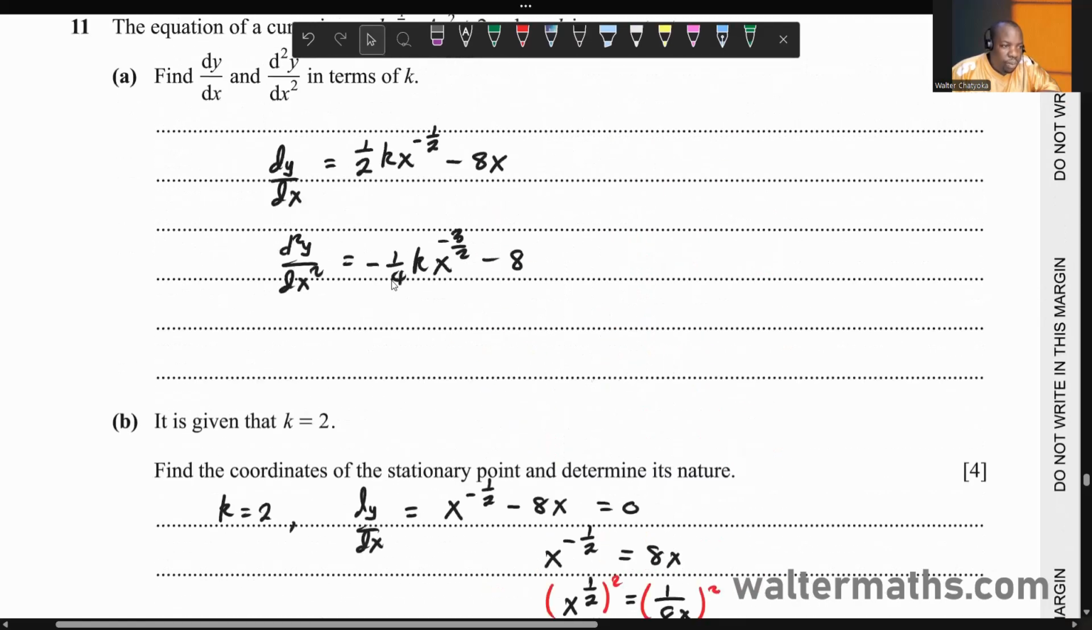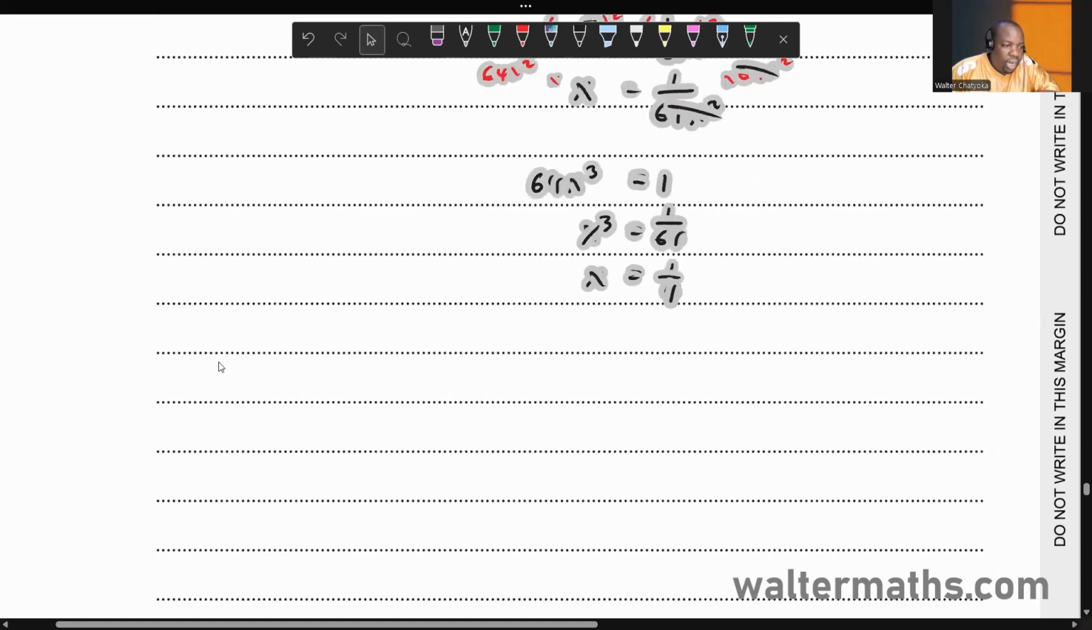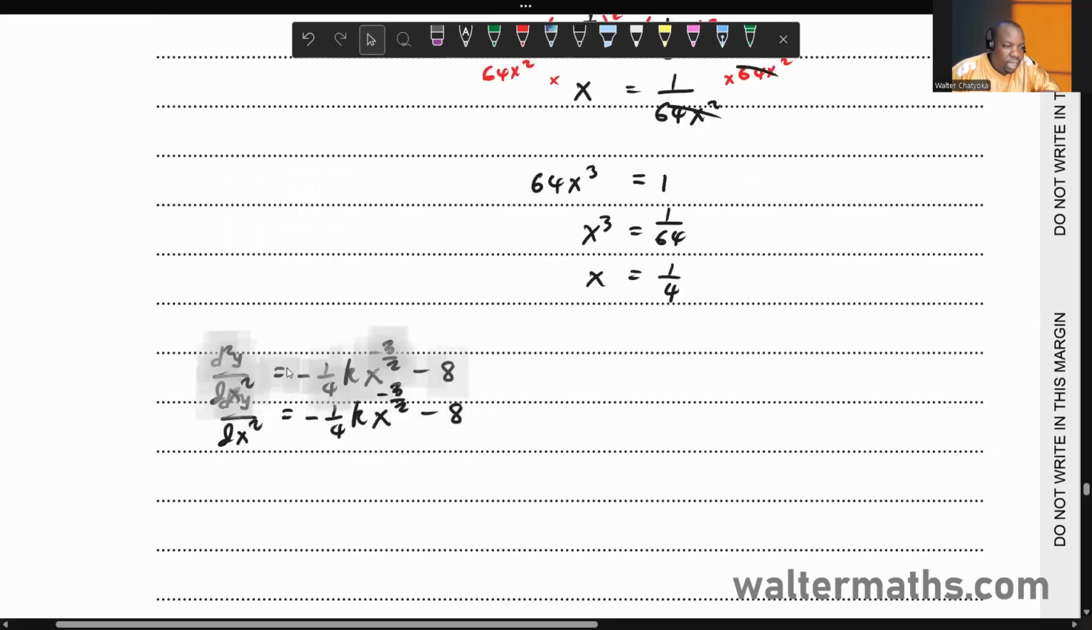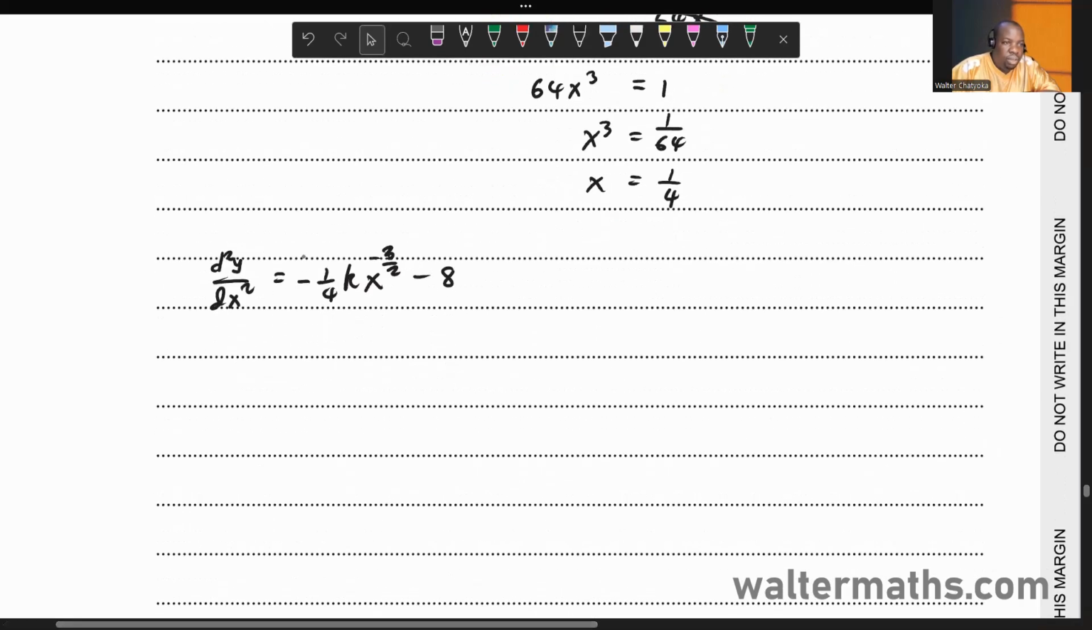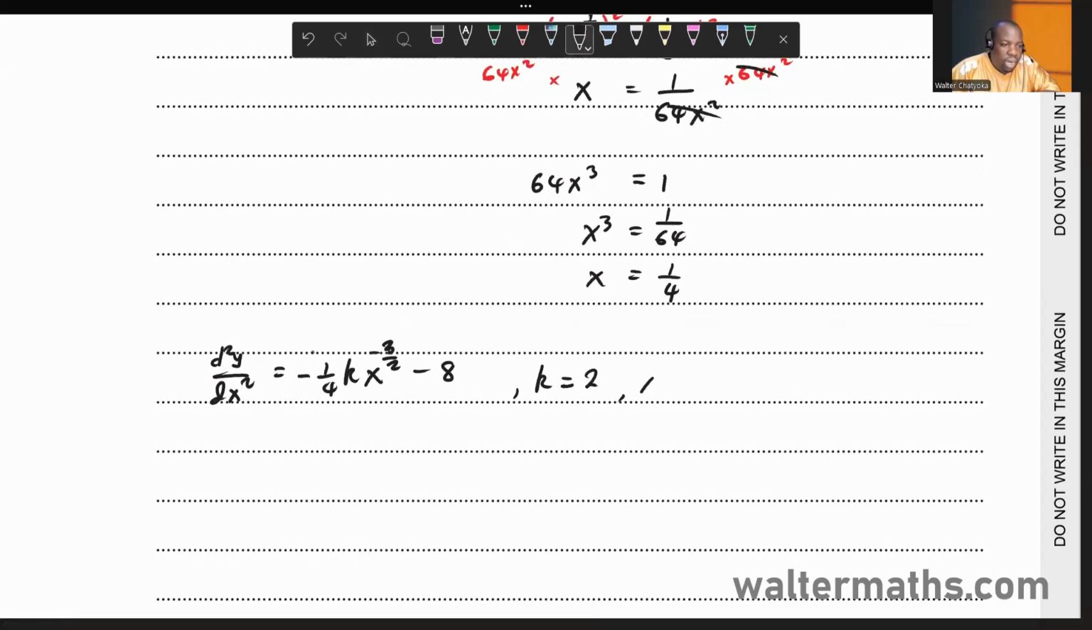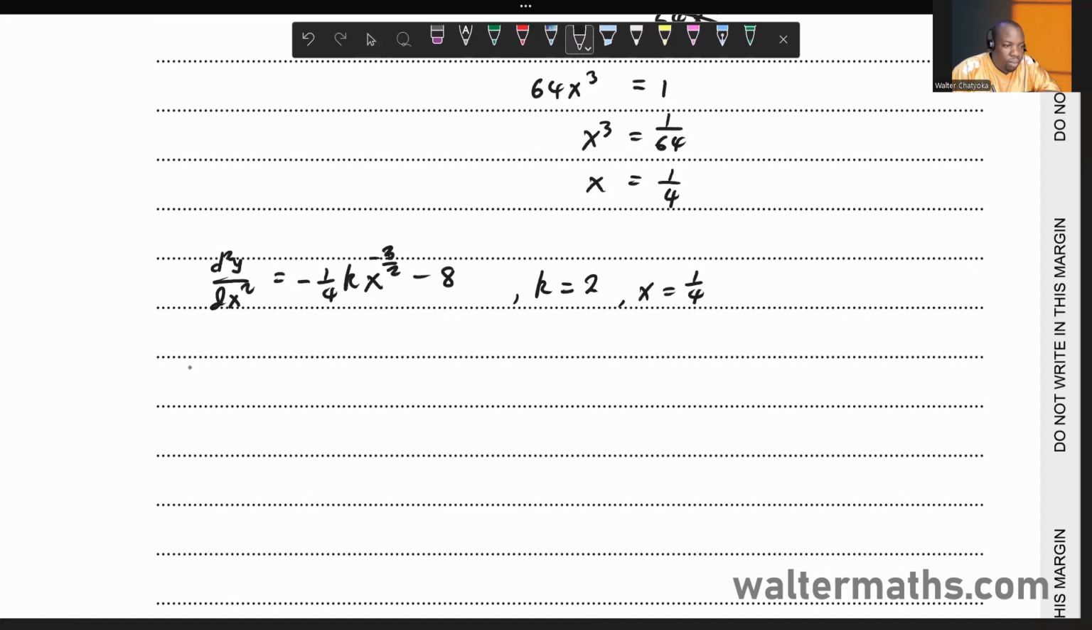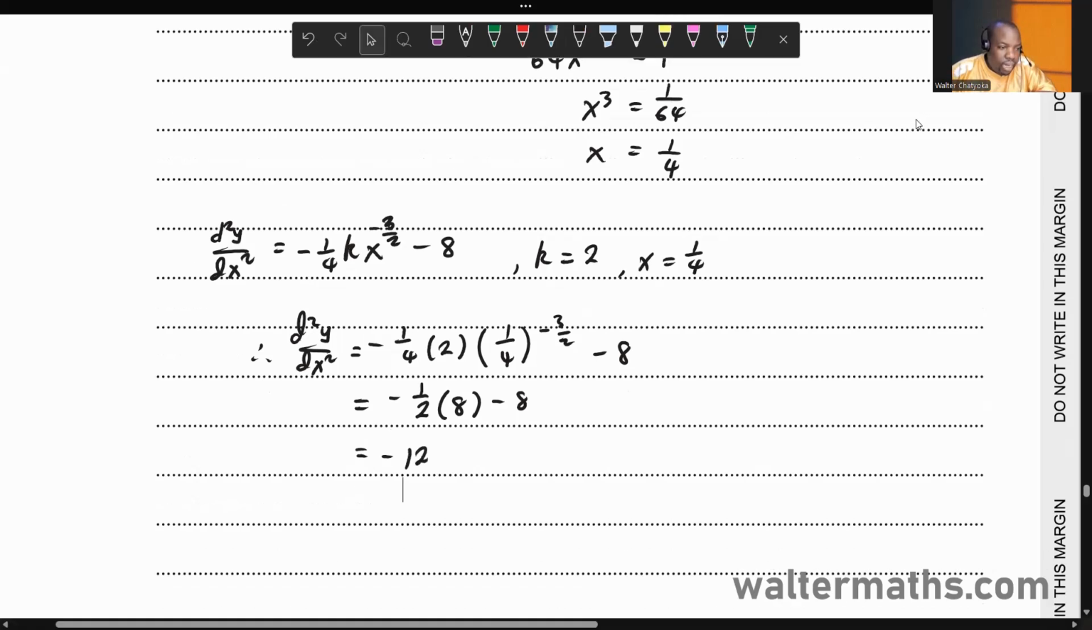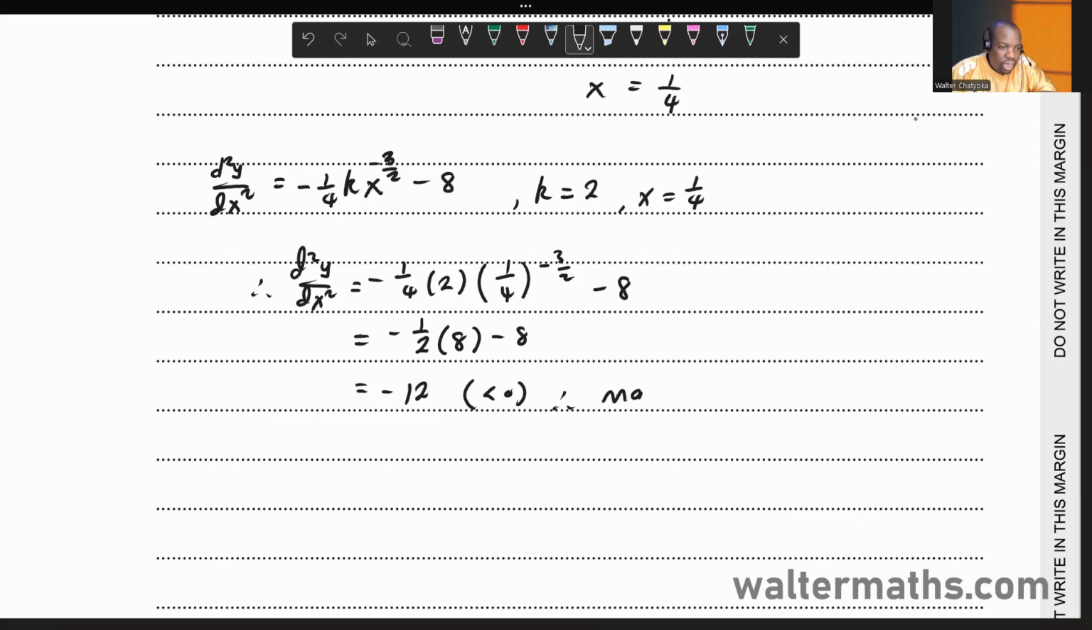The nature of the stationary point, we're going to use the second derivative. So for d squared y by dx squared, remember they have said that k is equal to 2. So k is 2 and x is a quarter. Therefore, the second derivative will be minus a quarter k of a quarter to the minus 3 over 2, minus 8. So that's like minus a half, and simplifying this part, we get 4 to the 3 over 2, which is 8. And that's minus 8. So that's like minus 4 minus 8, which is minus 12. And minus 12 is less than 0, which therefore means that this has to be a maximum.